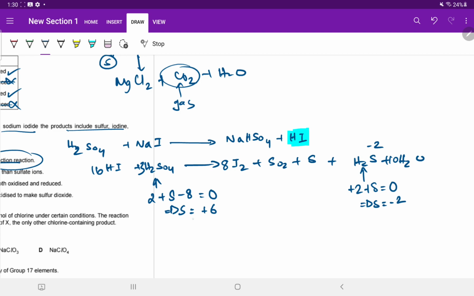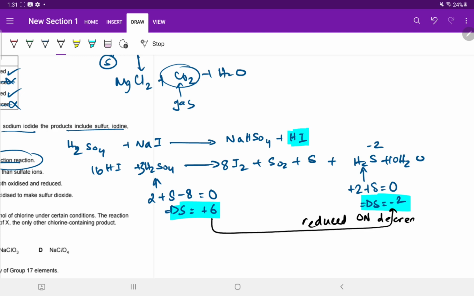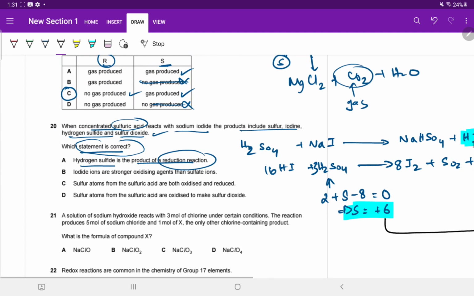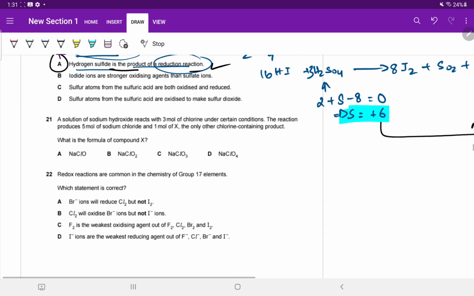So over here we can see the oxidation state of sulfur is +6 on the reactants and -2 in the product. So this has been reduced because the oxidation number decreases. So our statement 1, which says hydrogen sulfide is produced from a reduction reaction, is correct. So A is our correct response.